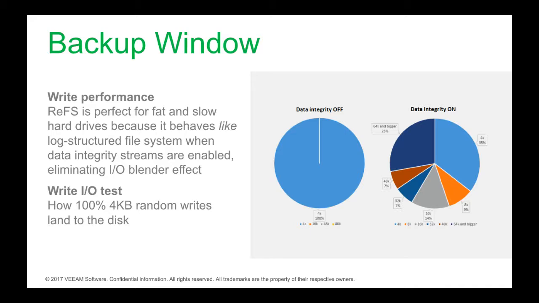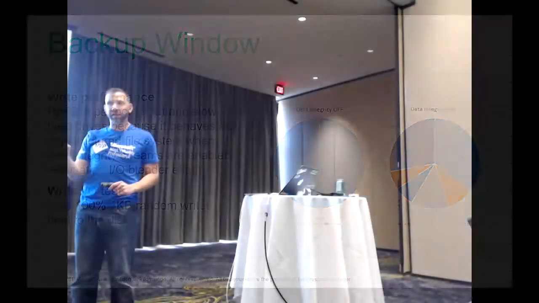Whenever you enable data integrity streams, now my blocks of data are landing in much larger chunks. You can see here 64K and larger, some 4K, 16K, 32K, 48K. So the file system with data integrity streams enabled begins to function like a log structured file system, meaning that it'll aggregate those smaller 4K blocks together and make larger sequential writes. So even though I've got 4K random, it'll actually write those 4K writes in much larger chunk sizes. That makes backup windows and backup performance a lot better for writing data.